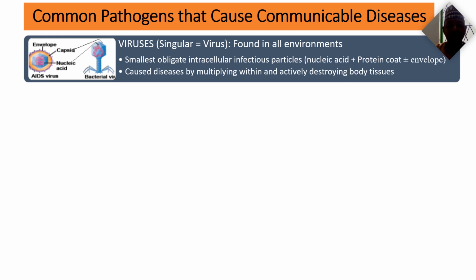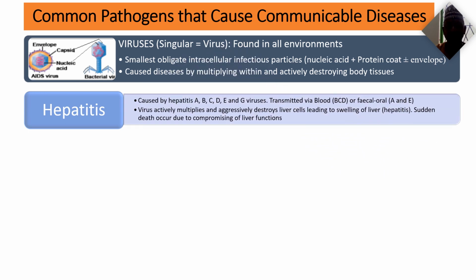Now, viruses do not produce toxins. They generally cause diseases by multiplying within and then actively destroying body tissues. Now let's look at some examples of viral diseases that are common in our environment. The first one is hepatitis. Just as the name implies, hepa means liver, itis means swelling or inflammation. So hepatitis technically means inflammation of the liver.